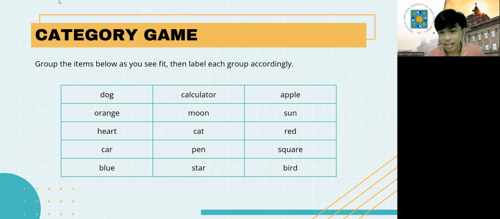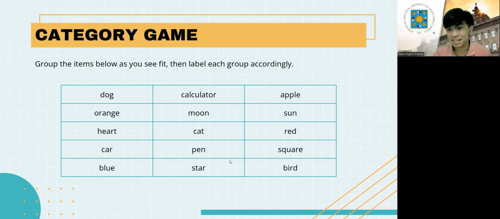Okay, sabi dito, colors. Colors are orange, and then blue, and then red. That's correct, that's one. And then we have parts of the solar system: star, moon, and then sun. That's correct. But to be more precise, siguro we can label it as celestial objects or celestial bodies. That's correct as well. Another one, fruits. Meron bang fruits? Apple. Yes, orange. Yeah, that's correct. And then last one, shapes. Meron bang shapes? Square, heart, and then star.